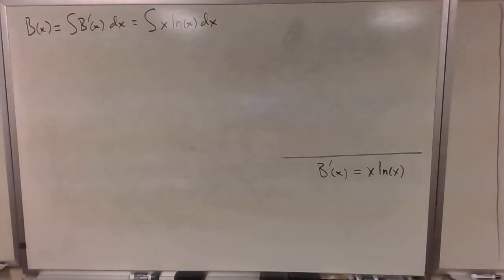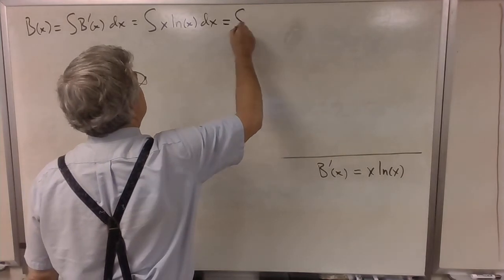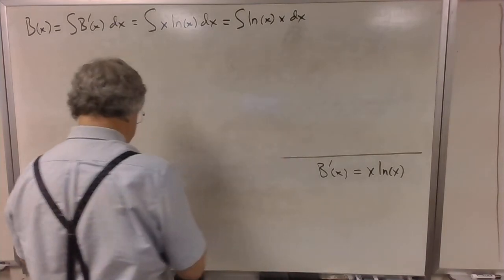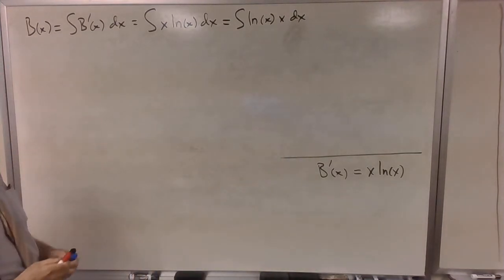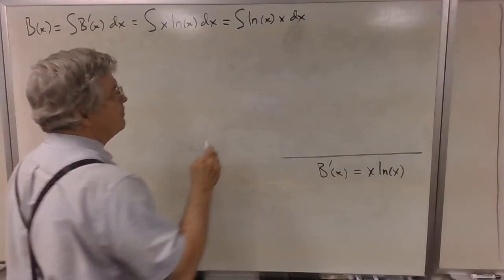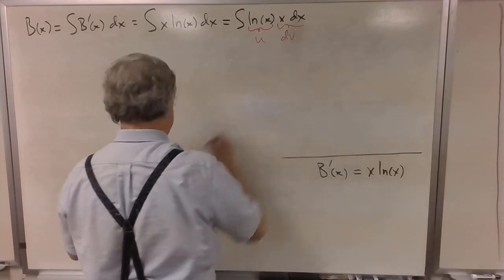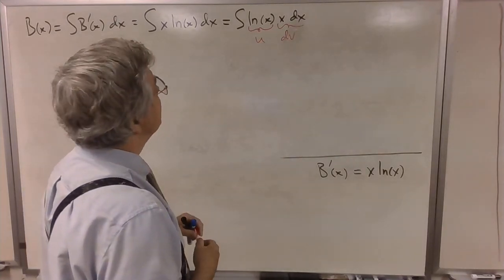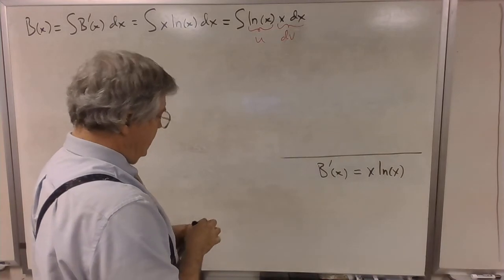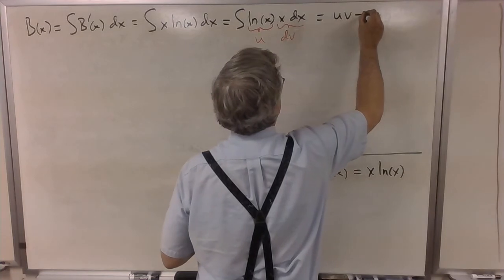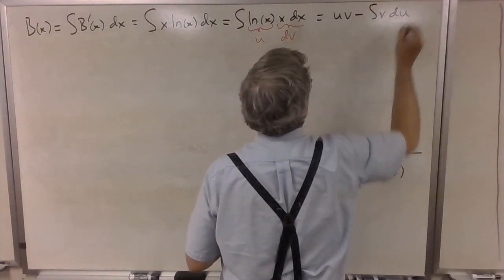It's not my favorite thing to integrate, but I guess I can do it. I'm going to turn this around because I have a sneaky suspicion that I have to use integration by parts. So that will be my u and this will be my dv. And if I'm right, I should get uv minus the integral of v du.